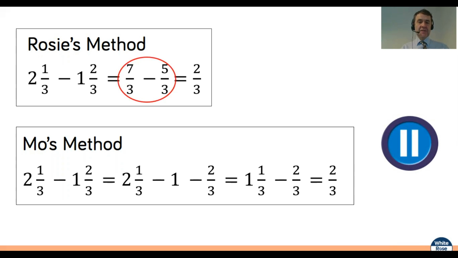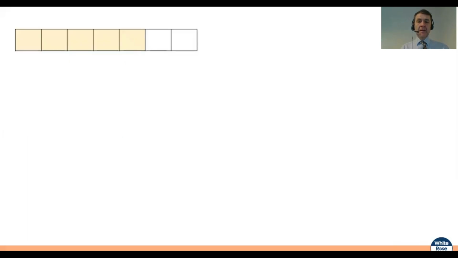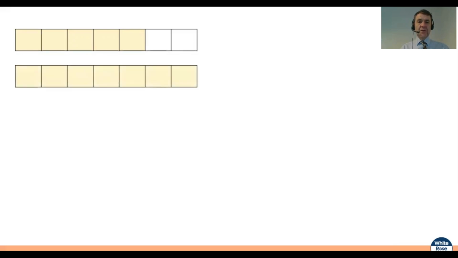Again, we can see in Rosie's method, you need to understand the whole in order to be able to produce the improper fractions. And in Mo's method, you need to understand the whole and being beyond the whole to perform that final subtraction. So in summary, a bar model is a really good way of representing fractions, but we do need to always relate it to the whole so students understand what the whole means.